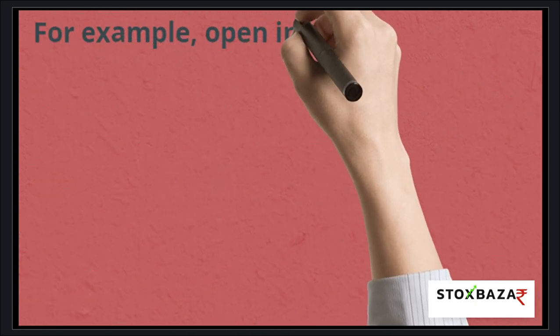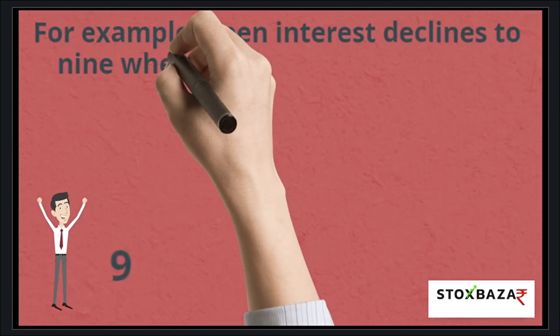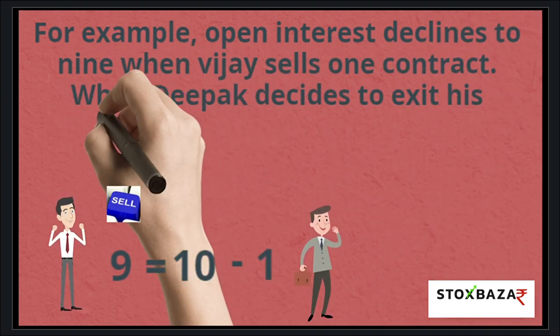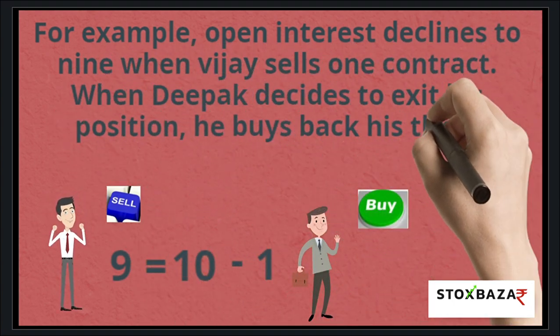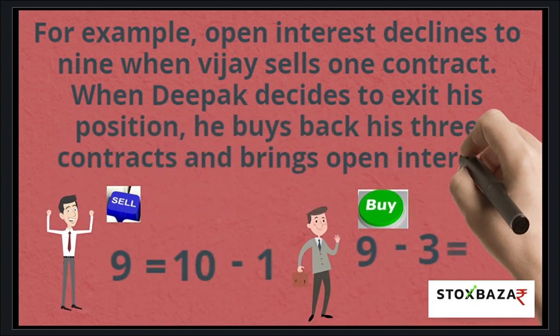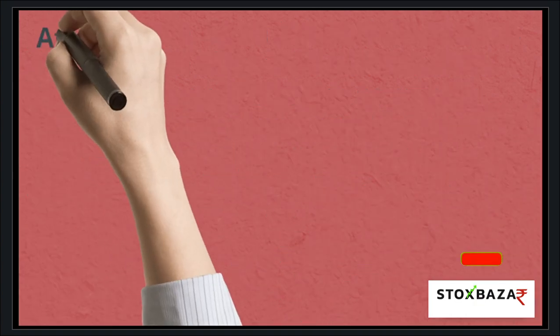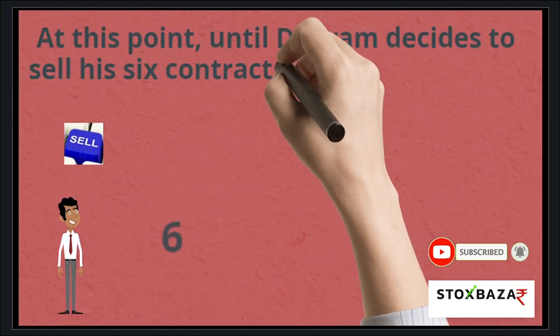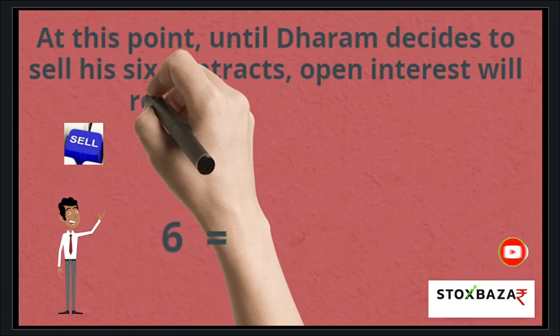For example, open interest declines to 9 when Vijay sells 1 contract. When Deepak decides to exit his position, he buys back his 3 contracts and brings open interest down to 6. At this point, until Durham decides to sell her 6 contracts, open interest will remain constant at 6.